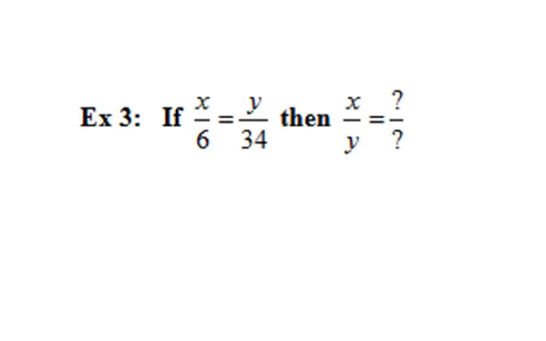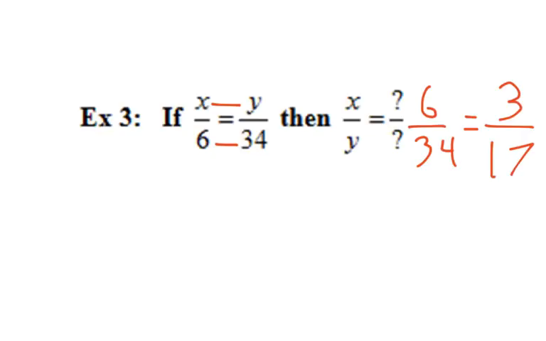So, if x over 6 equals y over 34, then x to y equals 6 to 34. Now, does this reduce? Yes. 6 and 34 can both be divided by 2. That's going to give you 3 over 17. So my answer is 3 to 17. Okay, moving forward.